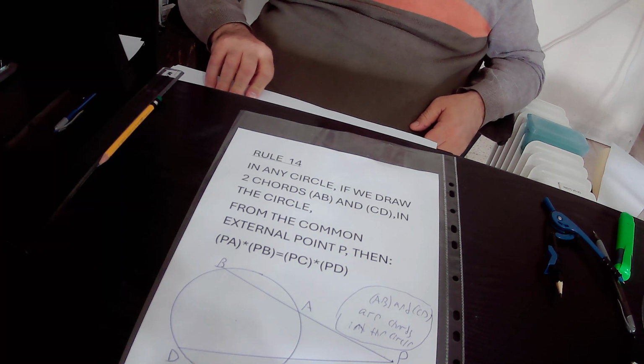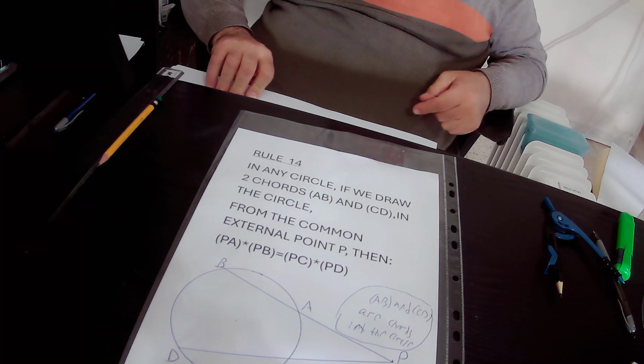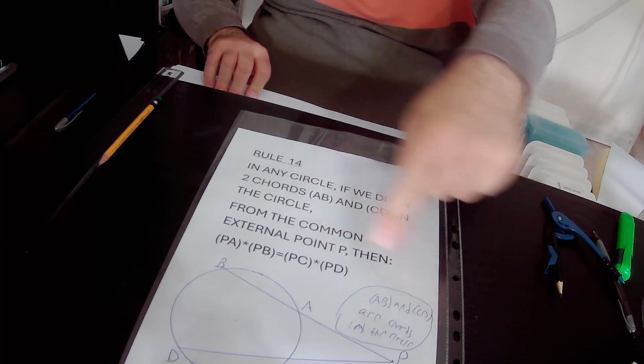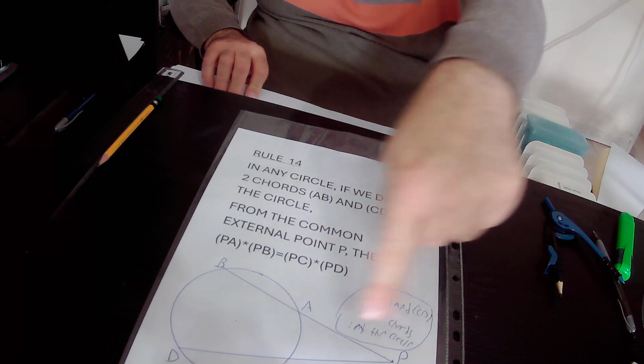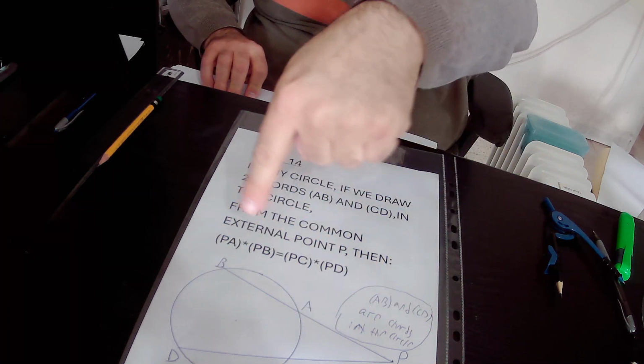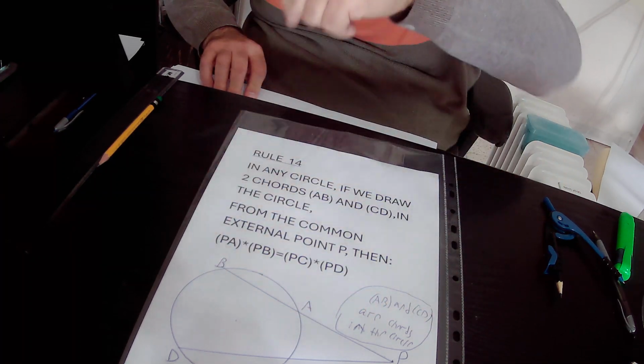If we draw two chords AB and CD from the common external point, point P, then the following equation will be true: PA times PB equals PC times PD. Again, PA times PB equals PC times PD.